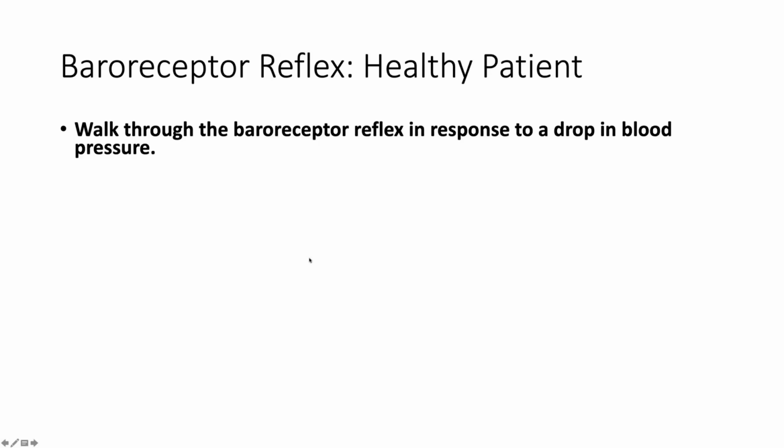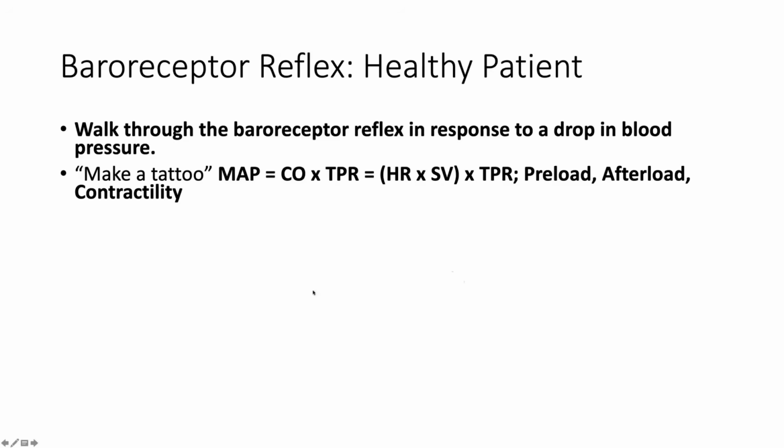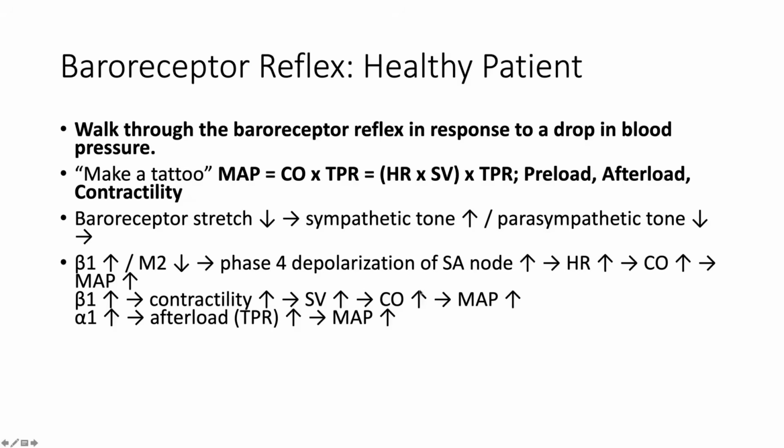Great. We talked about this last time, but I don't want to spend too much time on it. The normal baroreceptor reflex was what Hadra was going through. If I were going to make a tattoo, it would say MAP is cardiac output times TPR, equals heart rate times stroke volume times TPR. And then preload, afterload, and contractility. Sometimes you can think about rhythm. And this is the mechanism.